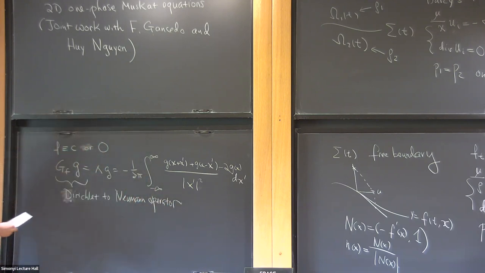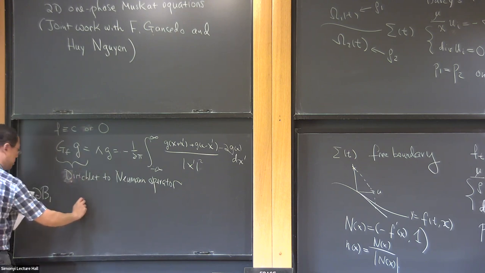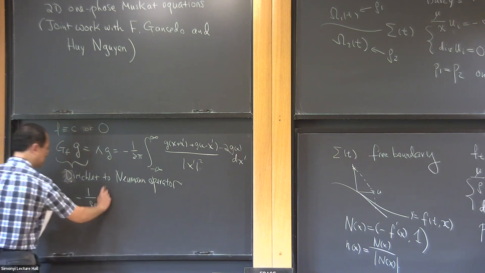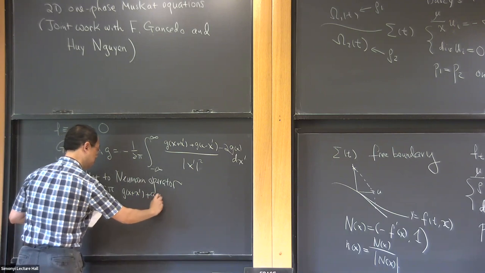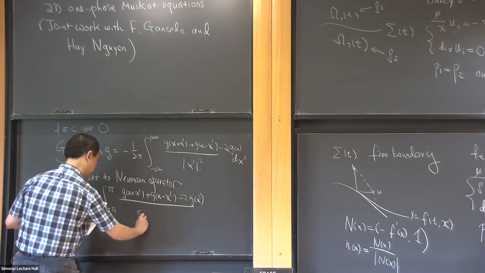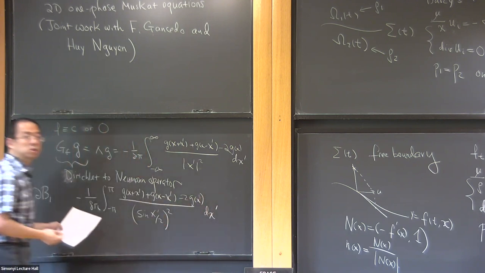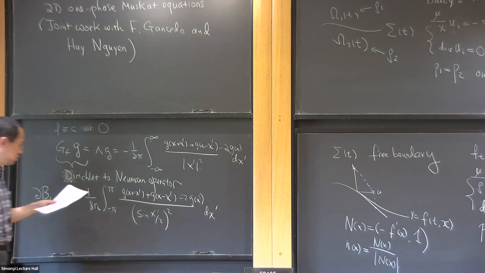So this is the case when the boundary is flat. When the boundary is a circle of radius one, you can also write it down explicitly. So in that case, this operator can be written as follows: 1 over 8 pi times the integral from negative pi to pi of g(x plus x prime) plus g(x minus x prime) minus 2 g(x), divided by sine squared of x prime over 2, dx prime. Okay, but in general, if you have a general f, there's no explicit representation of this operator.